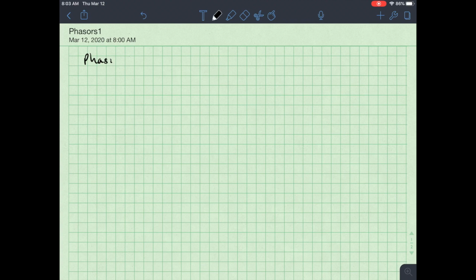Alright, so in this lecture, I'm going to be talking about phasors. A phasor is just a complex number that represents amplitude and phase of a sinusoid.